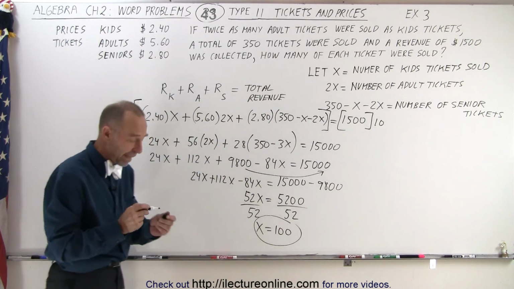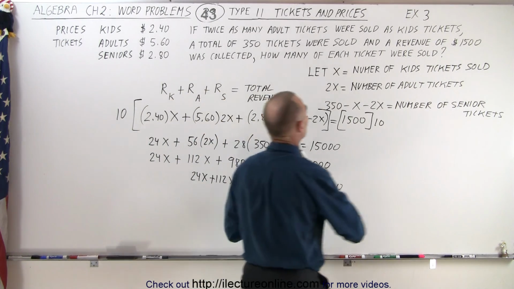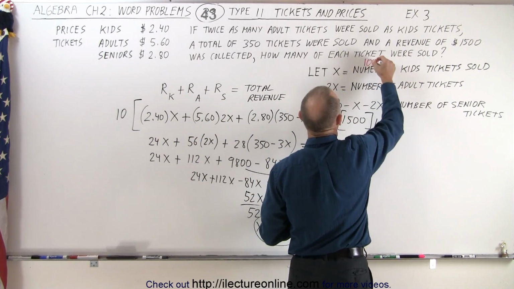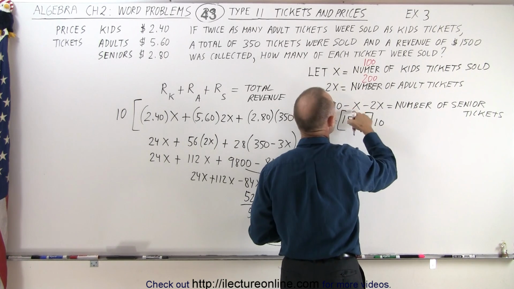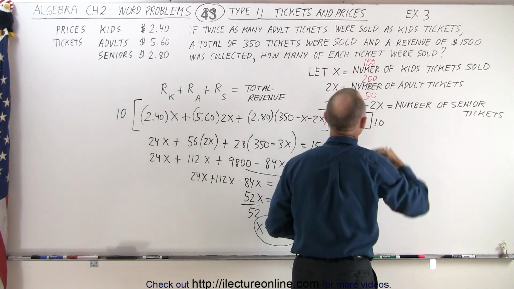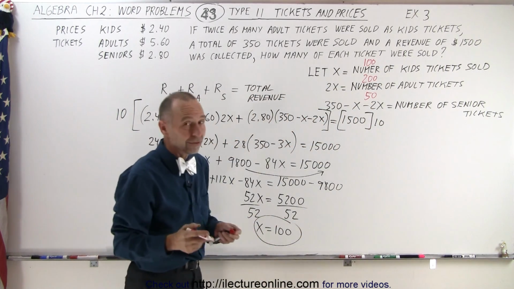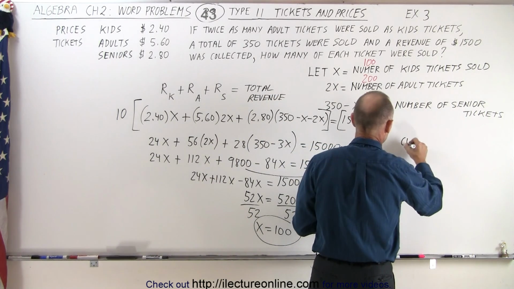All right. Going back to see what x represents, it represents the number of kids tickets sold. That would be 100, twice as many adult tickets, which is 200, 350 minus the sum of the other two, which would be 50, and that gives us a total of 350 tickets. Now, let's do a check. Make sure we have done this correctly.